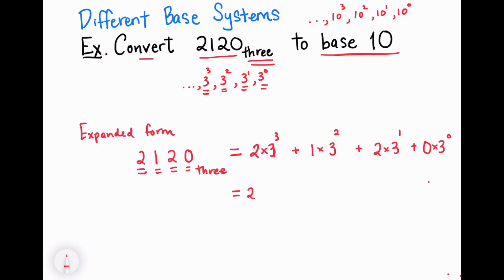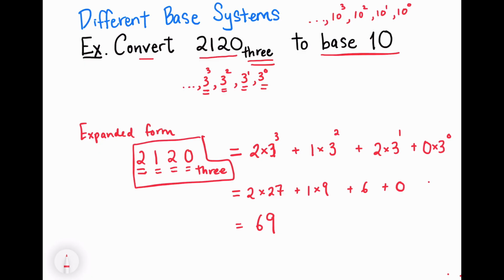This is 2 times 27 plus 1 times 9 plus 6 plus 0. And if we add it all together, that gives us the number 69. So 2120 in base 3 is equal to our familiar number 69.